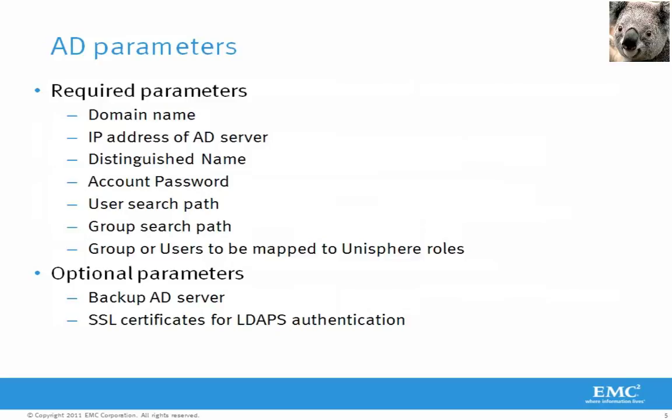Group search path. This will denote where to start searching for groups. And the actual groups or users in Active Directory for which you want to provide the appropriate Unisphere role. Optionally, you can also provide a backup AD server for redundancy. And if you're planning to use LDAP-S, then the SSL certificates will also be required.